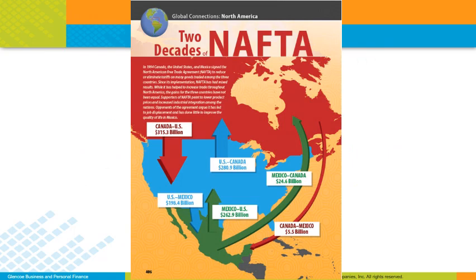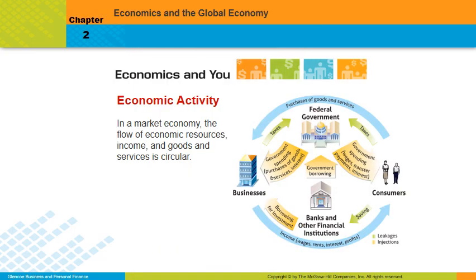All right, so there's NAFTA. You can see that we have a trade deficit with Canada. We have a trade deficit with Mexico. And Canada has a trade deficit with Mexico. So it's not out of the ordinary to have trade deficits. All right, we went through this before.